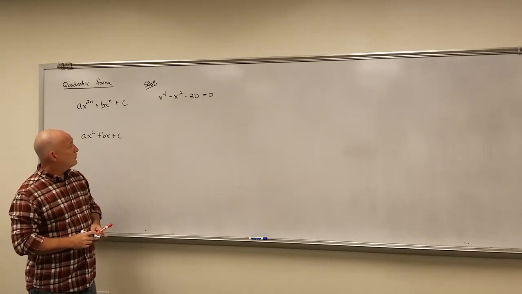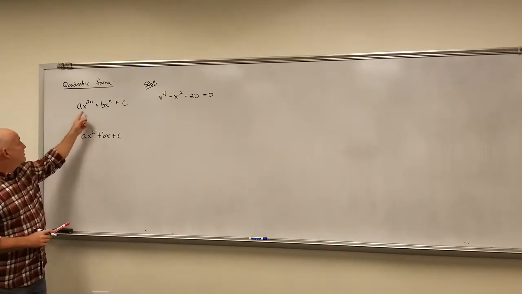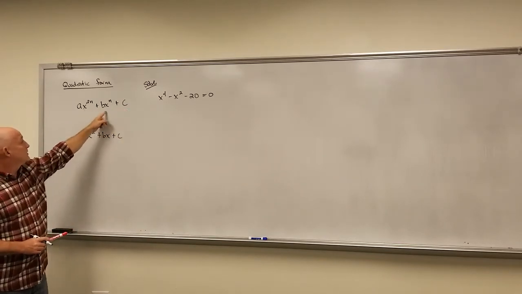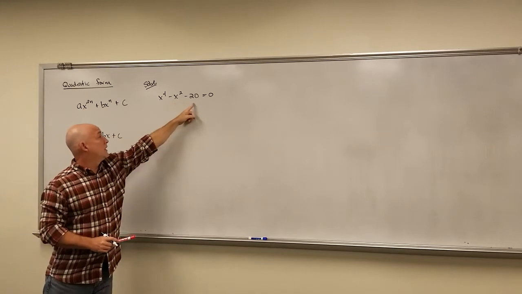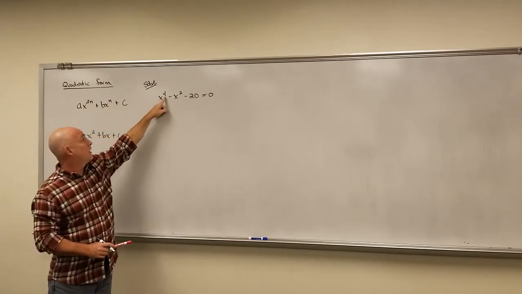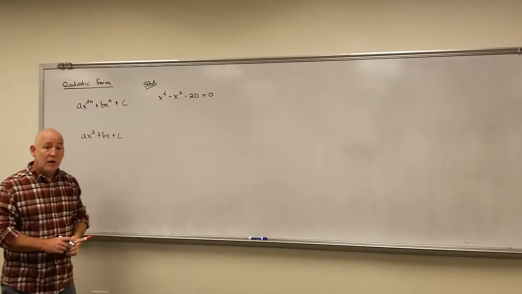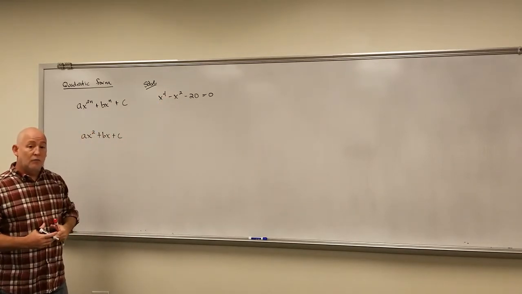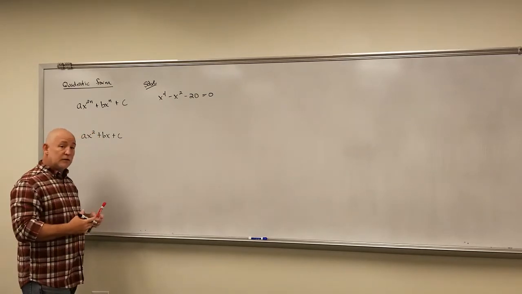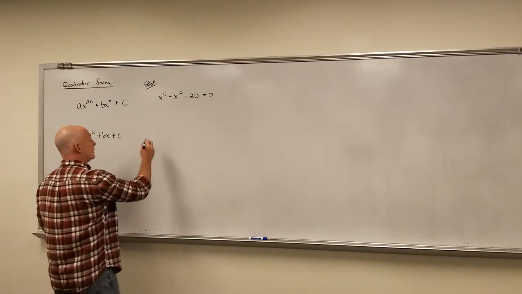You say, well, it has quadratic form, right? It has 3 pieces, just like a quadratic. 2 of the pieces have the variable with it, 1 doesn't, and the highest power is twice as big as the lowest power. That means that it has quadratic form, and this substitution will work. Now, technically, you don't need to do this, but it does make the problem look a lot easier. Here's what we're going to do.